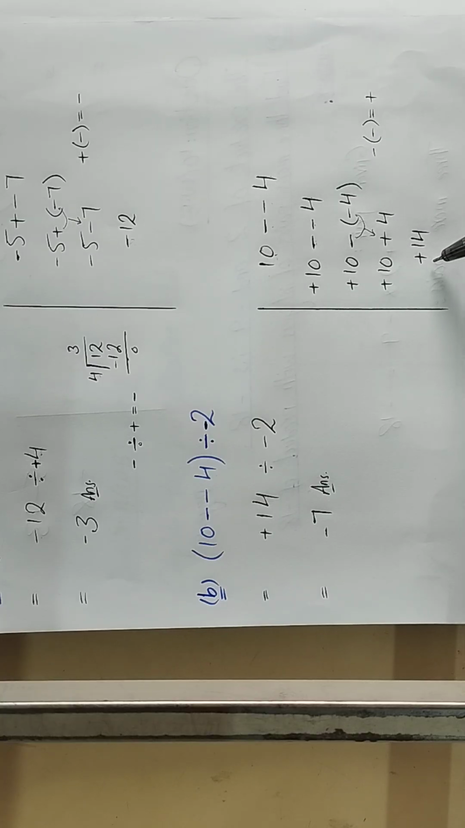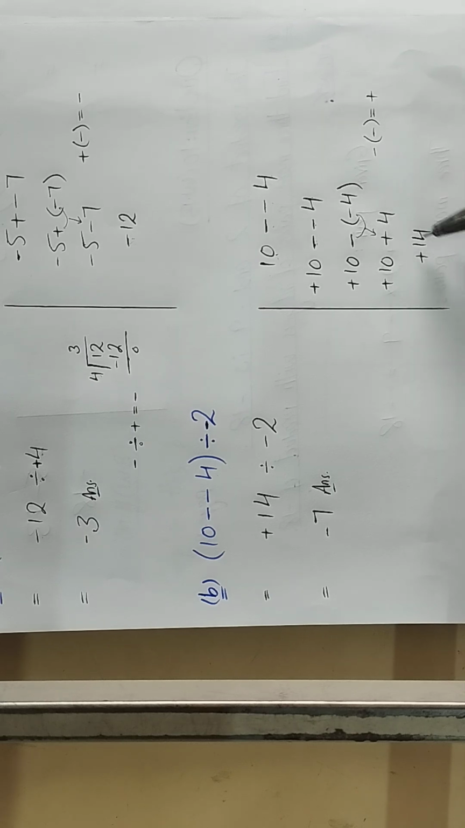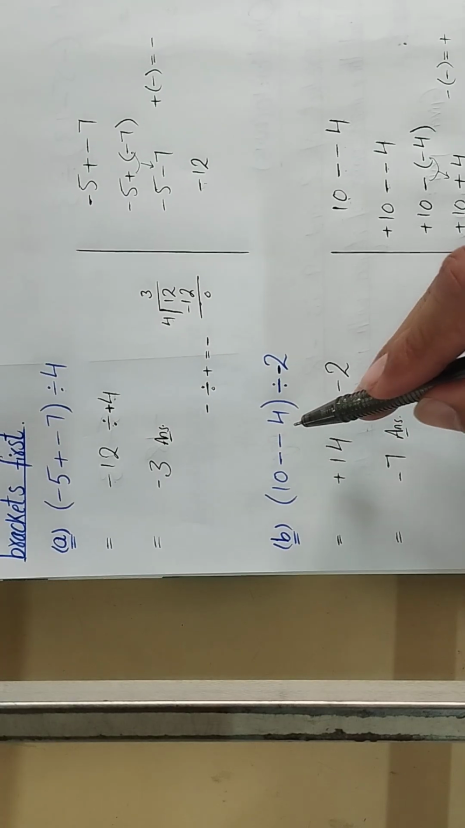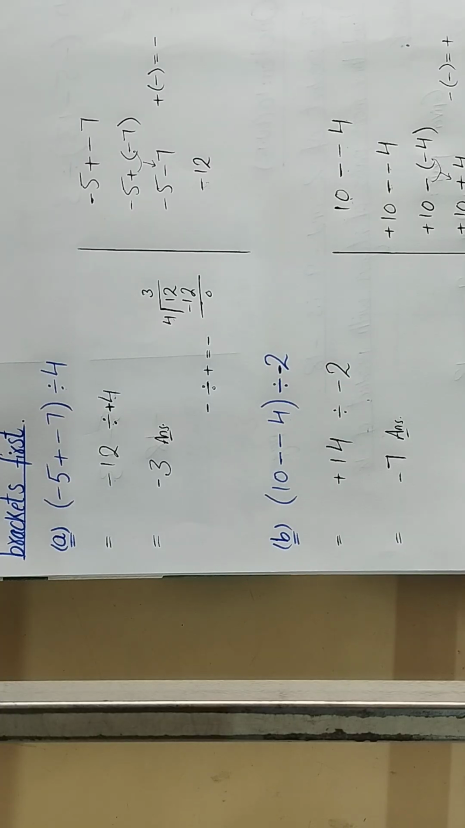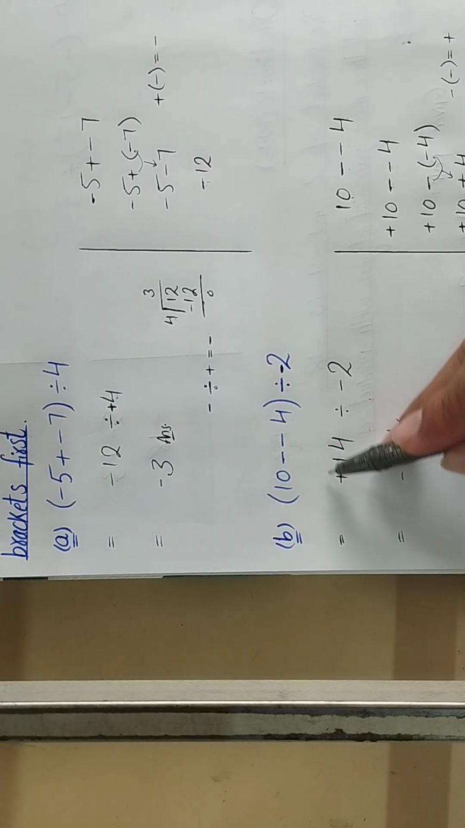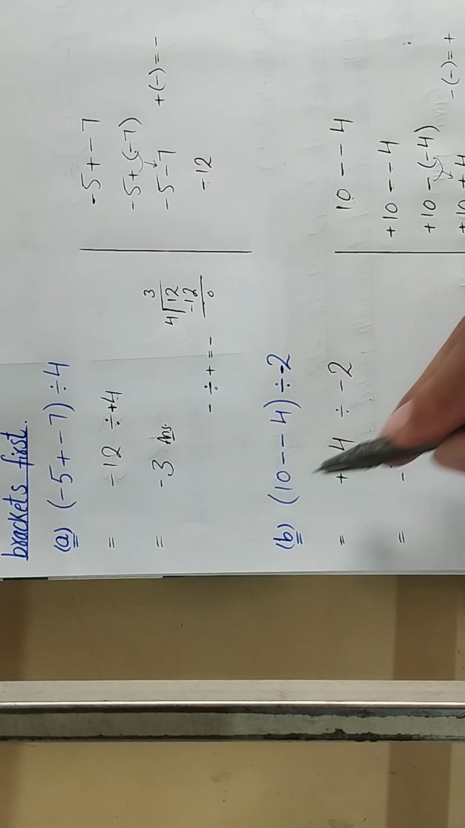When the signs are different, then we subtract the numbers. So here we have the same signs, it means add the numbers and keep the sign. Plus 14 is our answer. So we have the answer of this bracket. The answer of this bracket is plus 14. We can write plus 14 here.